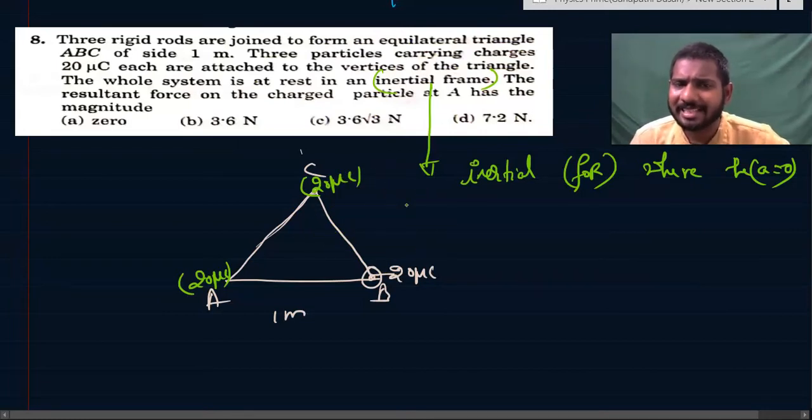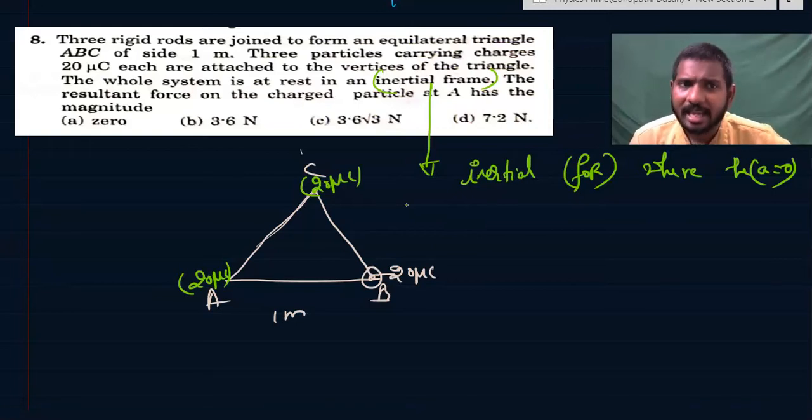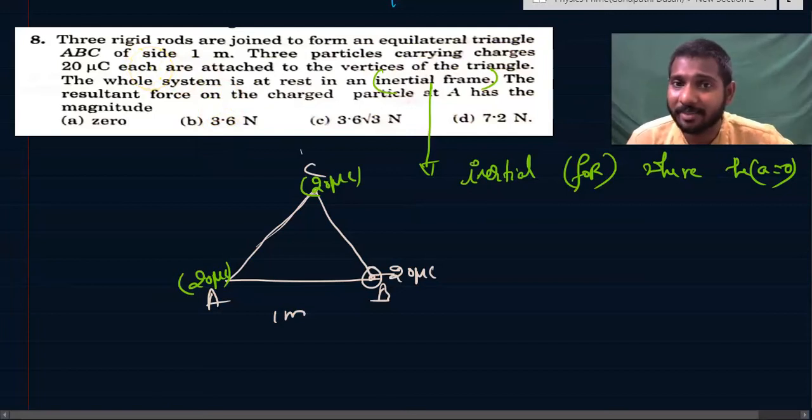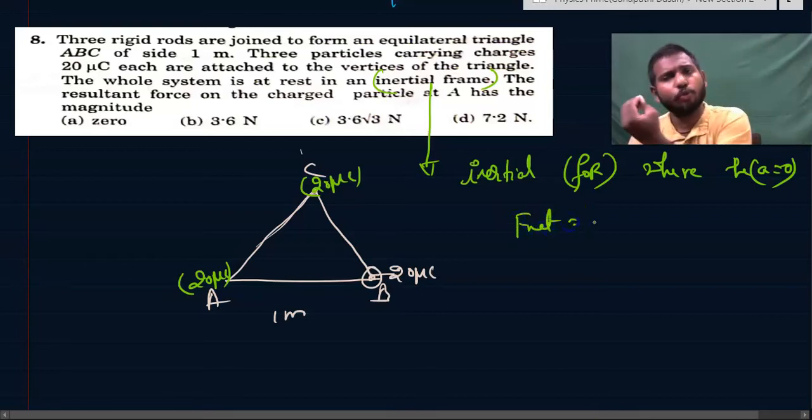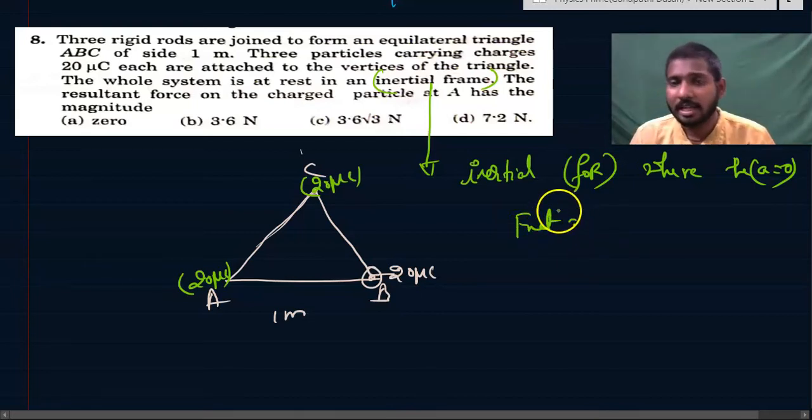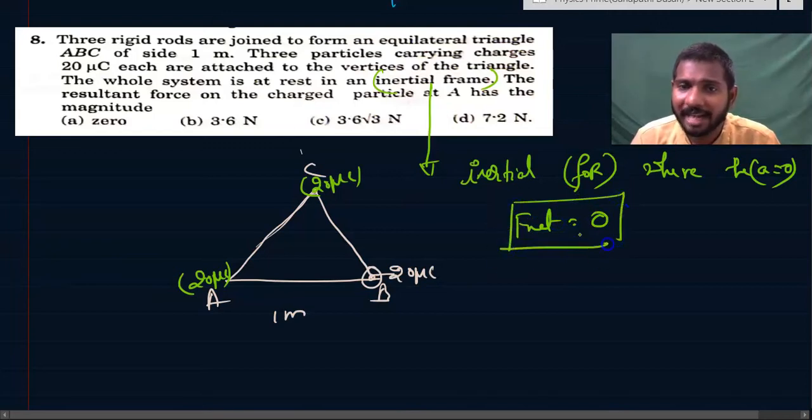So the entire system is at rest. If the entire system is at rest, the net force on the entire system, due to whichever forces, we don't know the forces, should be equal to 0. If the net force is 0, the resultant force on the charged particle at A should also be 0.